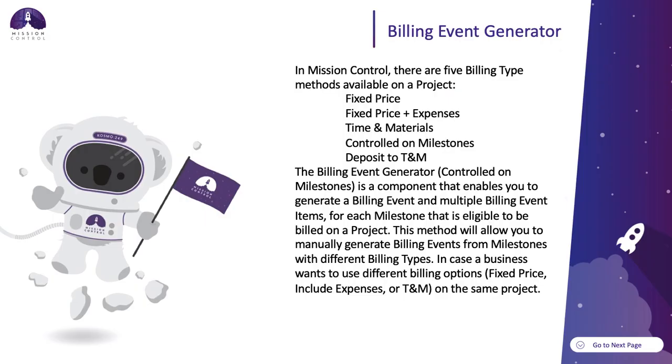In Mission Control, there are 5 billing type methods available on a project: fixed price plus expenses, time and materials, controlled on milestones, and deposit to T&M. The billing event generator, which is controlled on milestones, is a component that will allow you to generate a billing event or multiple billing event items for each milestone that is eligible to be billed on a project.